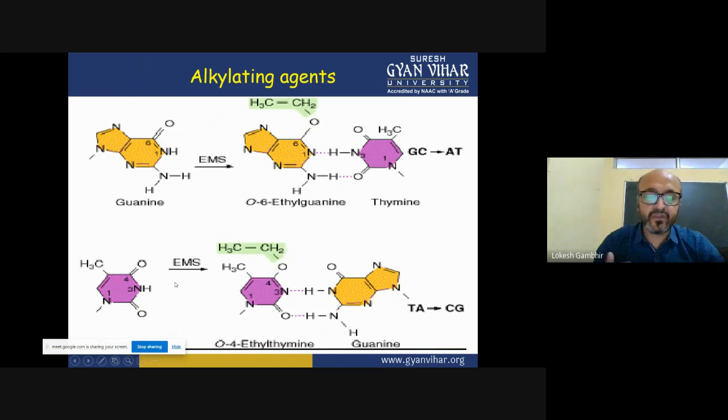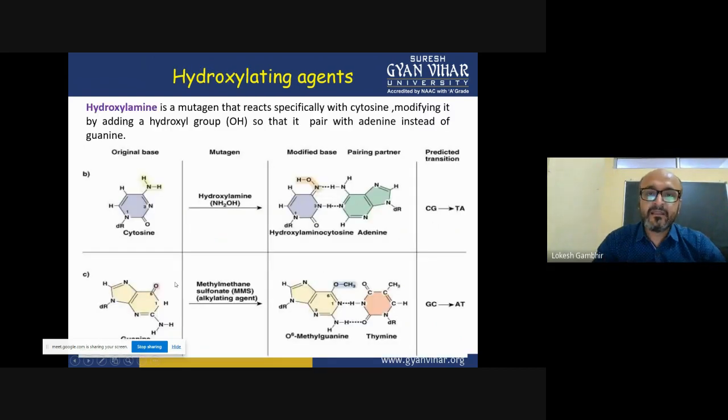Or vice versa, there are hydroxylating agents, that is hydroxylamine. Hydroxylamine will actually add the hydroxyl group. It adds the hydroxyl group to the cytosine residue. It can add to both actually. It can add to cytosine also, it can add to guanine also. Let's talk about cytosine. If it adds to the cytosine, instead of pairing with G, it pairs with A. So the transition mutation is happening from CG to TA.